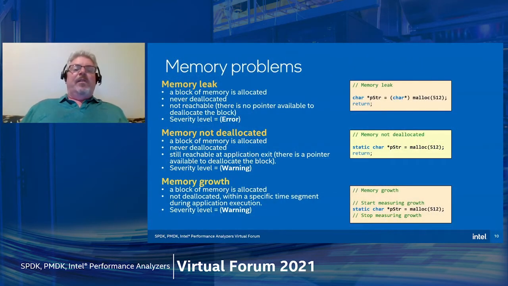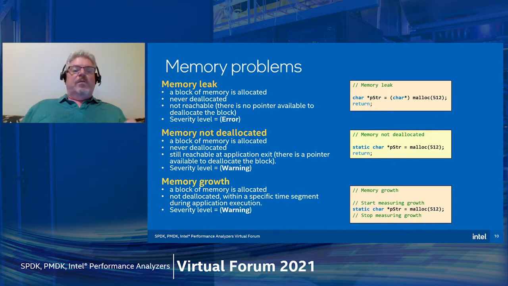So some of the memory problems that we can find, let's do a deep dive into those right now. First, it can find memory leaks. A memory leak is when a block of memory is allocated, but is never deallocated. And not only is it not deallocated, it is no longer reachable. There is no longer a pointer back to that memory. So basically, it's impossible to free.